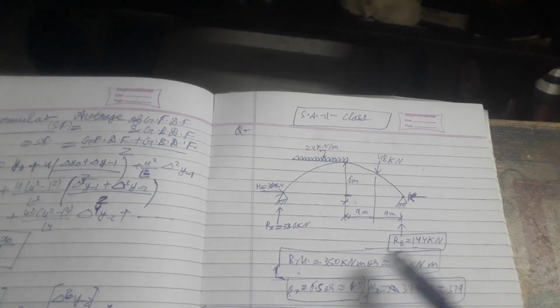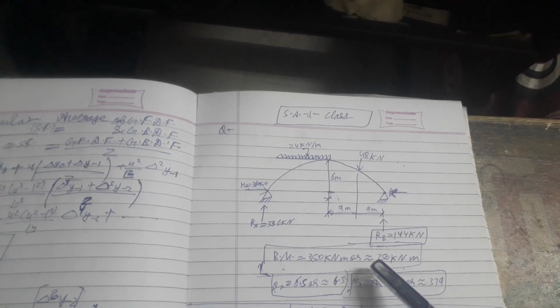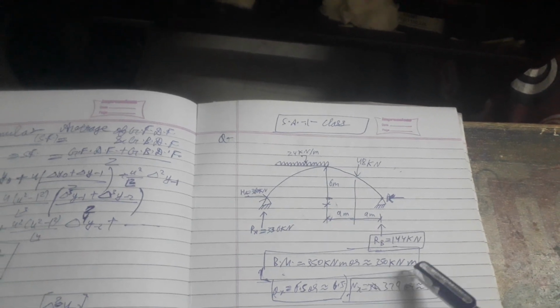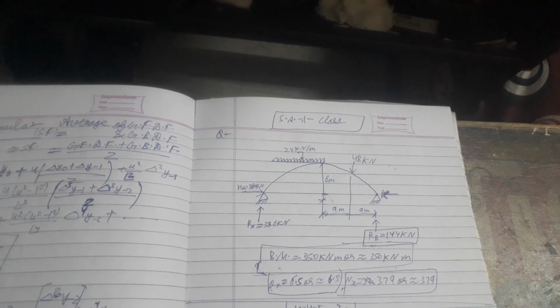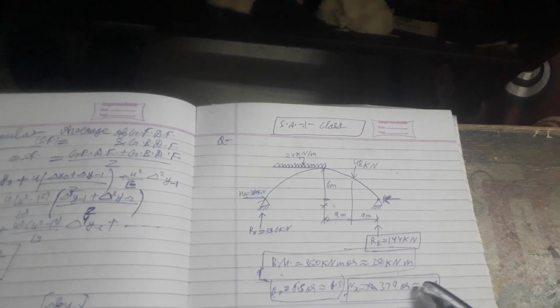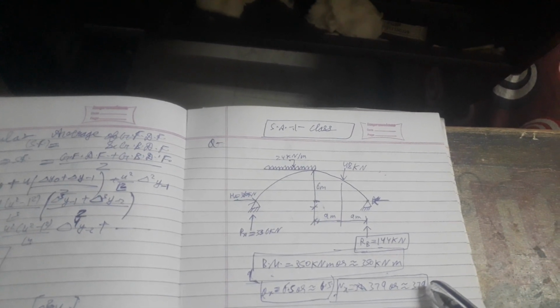RB is equal to 144 kN. Bending moment is 350 kN per meter, approximately equals to 350 kN per meter. QX is equal to 6.5, or approximately equals to 6.5. NS is equal to 379, or approximately equals to 379.